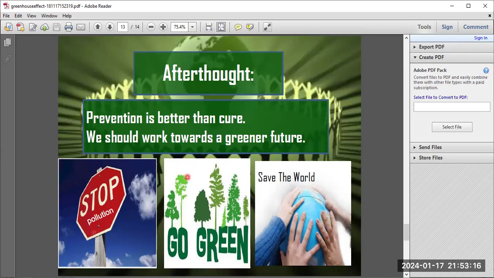And at the end, prevention is better than cure. We should work towards a greener future. As I mentioned here, we have to take small steps to conserve our natural environment.